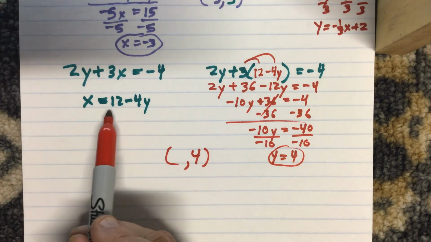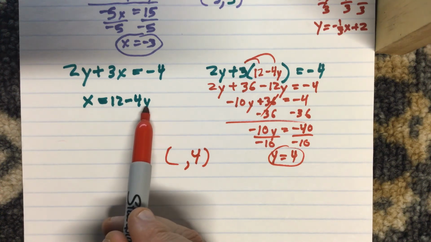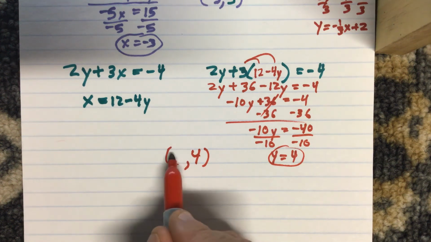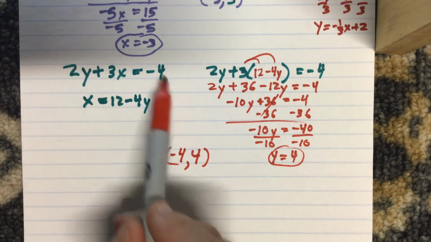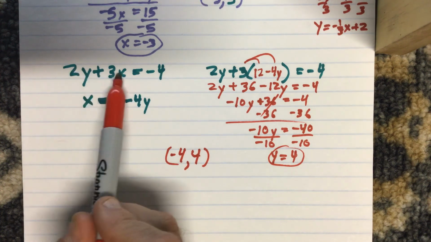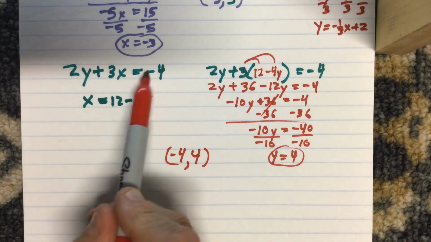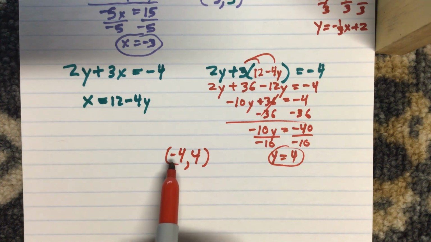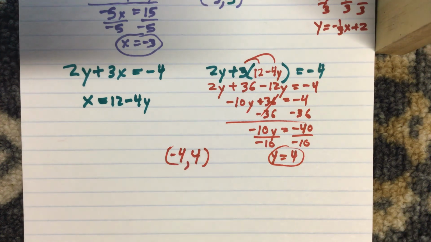If I want to know what the x value is, I come back over here and I say I want to know what x equals. Well, I know this y is 4. 4 times 4 is 16. 12 minus 16 is negative 4. And this is the solution to this system of equations, meaning that this solution works here and it works here. It makes this equal negative 4. Okay? So this has infinitely many solutions. This has infinitely many solutions. This is the only solution that they have in common. And so this is the answer to the system of equations using the substitution method.